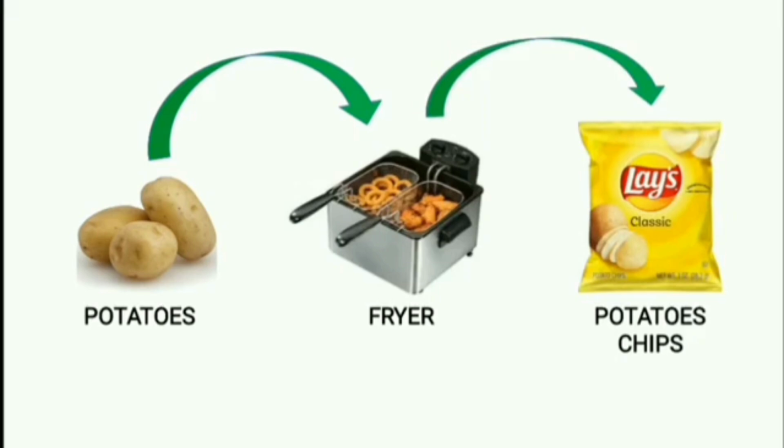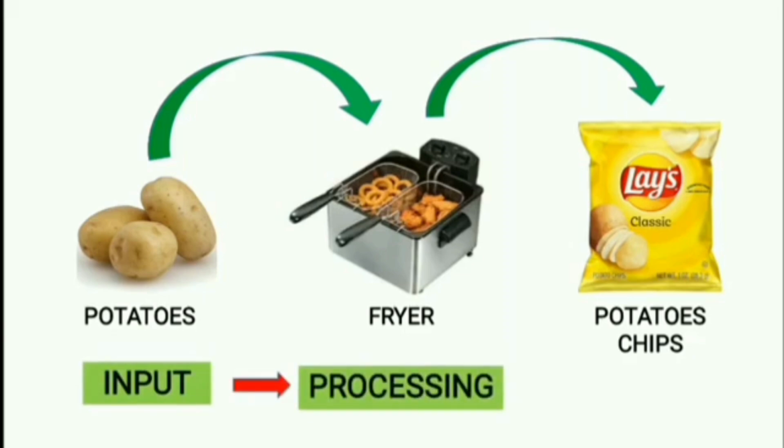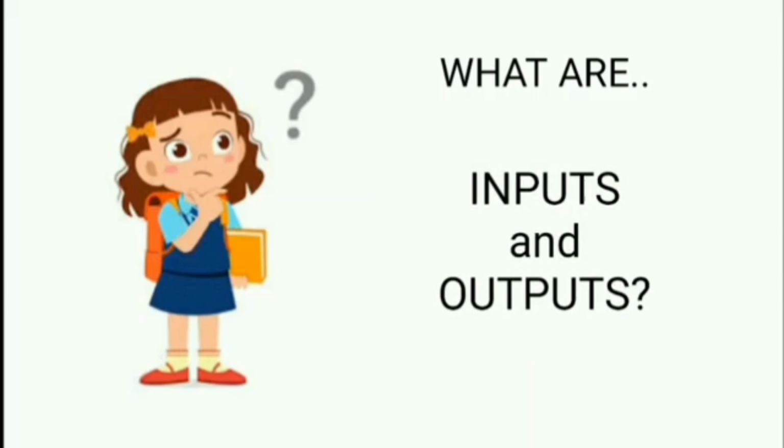Similarly, like the previous example, here also we are following a simple process, that is, we have the input and then we process the input, and after processing we get the output, that is the final product. Children, I have been repeatedly saying the word input and output. You may be wondering, what are inputs and outputs? Children, I want you all to listen very carefully.